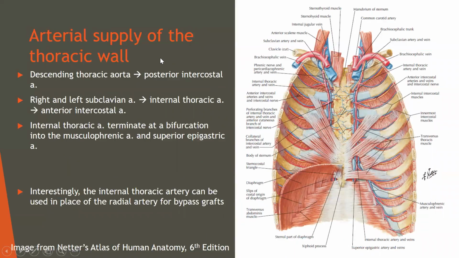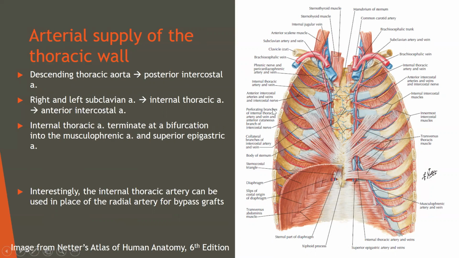All right, arterial supply of the thoracic wall. Kind of clinically relevant, not too clinically relevant. So your descending thoracic aorta has the branches of your posterior intercostal arteries coming off it, and they do the back. I don't have a photo of them here, but they do all your back muscles there. And then the right and left subclavian artery do your internal thoracic arteries, which then become your anterior intercostal arteries. So posterior intercostals come from descending, and anterior come from the internal thoracic, which comes from the subclavians.